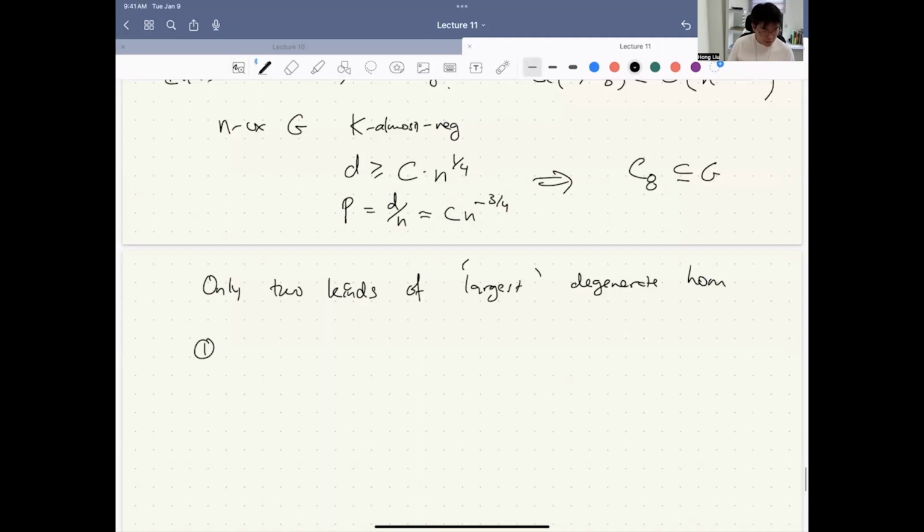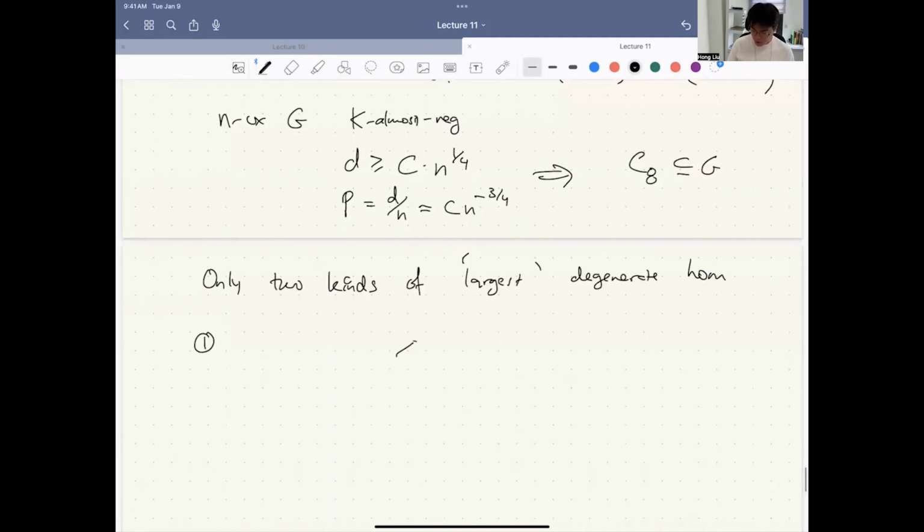Which 2? The first kind is: you have 1, 2, 3, 4, 5, 6, 7, these 8 vertices, and you identify 2 vertices, these 2. If you identify these 2, that's precisely a 6 cycle with a pendant edge, where this vertex is this vertex here, right? A different kind is you identify different places.